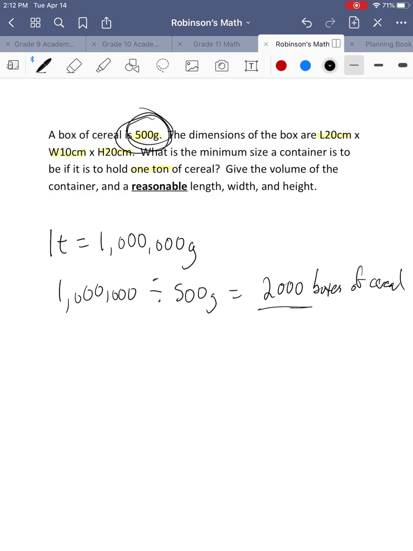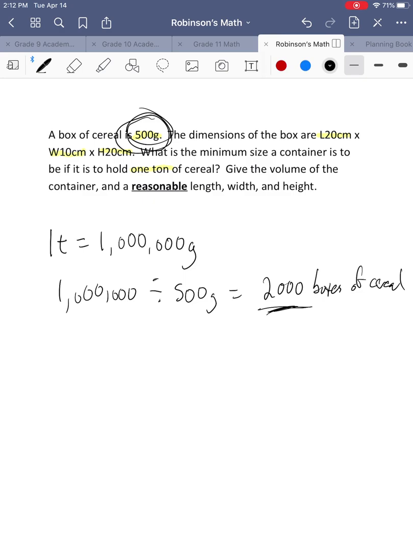So we know how many boxes of cereal are going to fit into this 1 ton container, but we still don't know how big the container is going to be. And to do that, we have to figure out how much space 2,000 boxes of cereal are going to take up. Okay, so now we go to our dimensions.